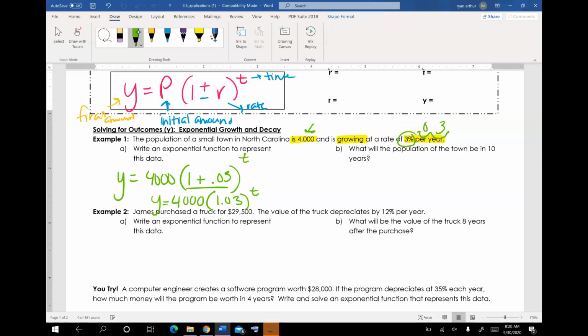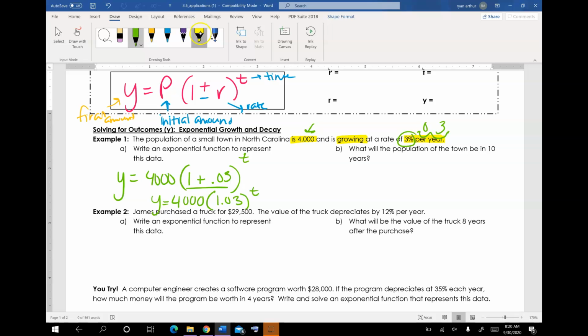Now, I want to tell you, when you simplify, if inside the parentheses is greater than 1, it is growth. If inside the parentheses is less than 1, then it is a decay. You're going to need to know that for your test. If inside the parentheses is greater than 1, it is growth. If it's less than 1, it is decay.